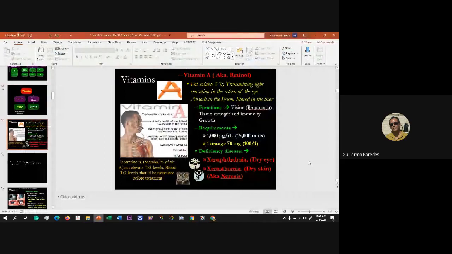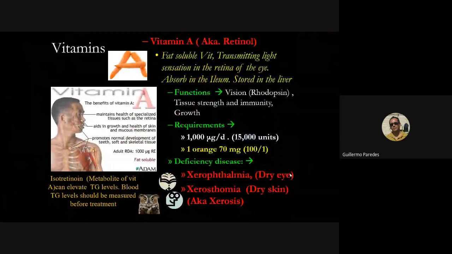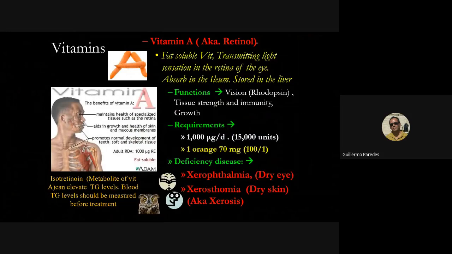Let's start with vitamin A. That is part of the FADK, right? Vitamins A, D, E, and K. The other name of vitamin A is retinoid or retinoic acid. There is a medication called isotretinoin. This isotretinoin is basically vitamin A that is used to treat acne. It is a derivative of vitamin A. So probably some of you know somebody taking this medication that is basically vitamin A.